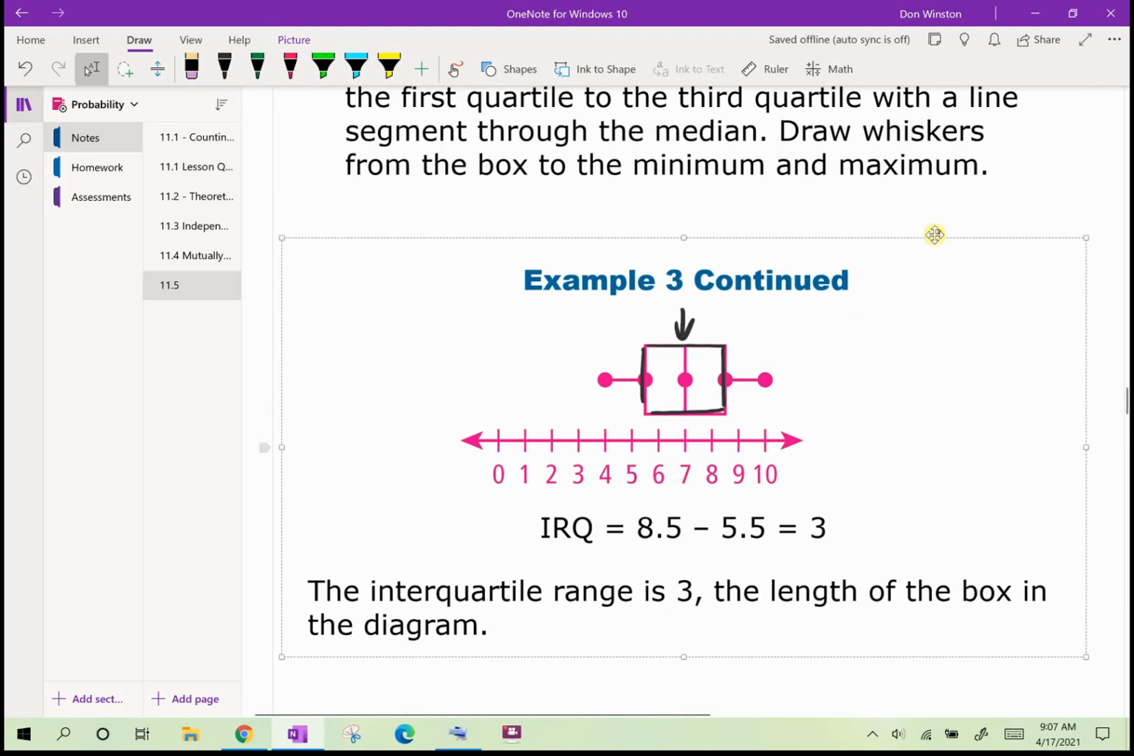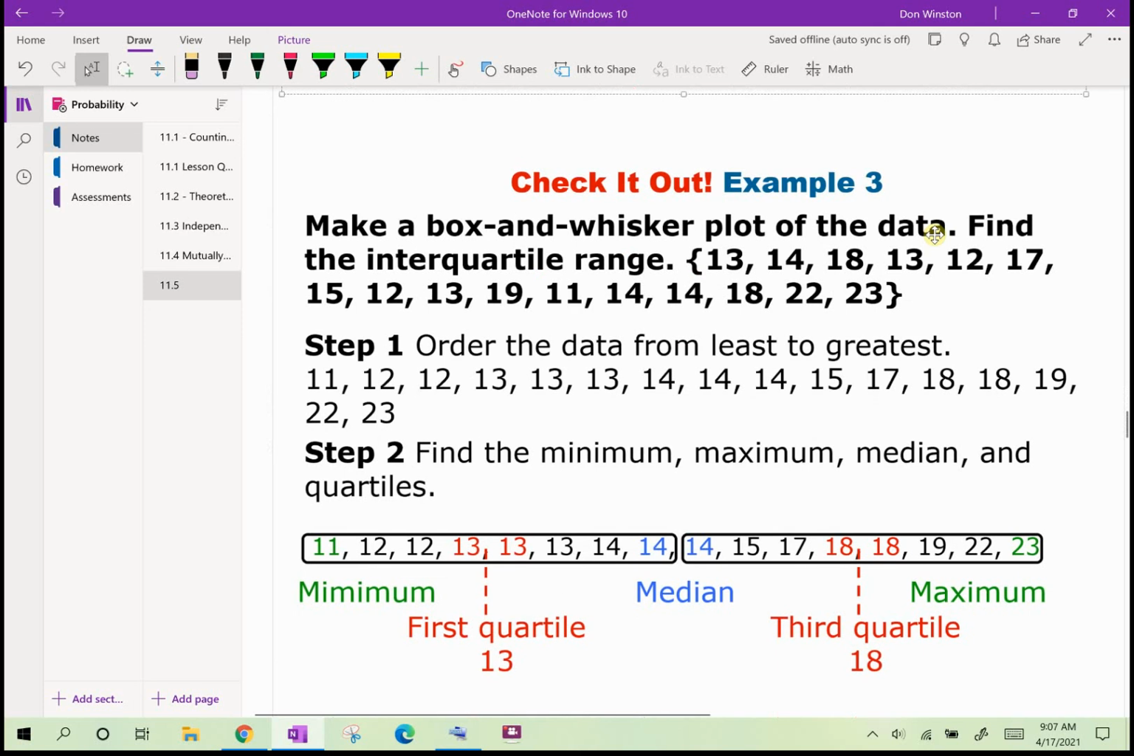Okay, so let's look at another one. Make a box and whisker plot. Plot the data, find the interquartile range. So we have these values. We order them from least to greatest.